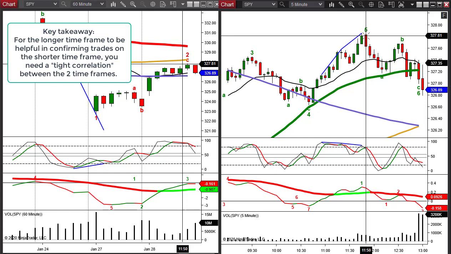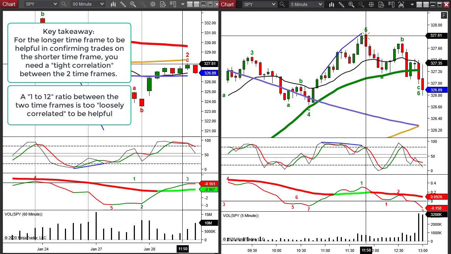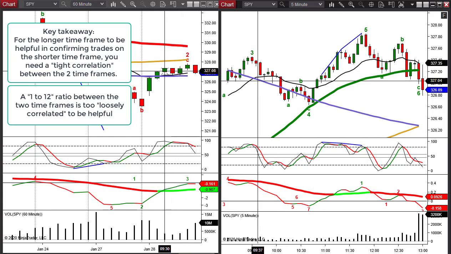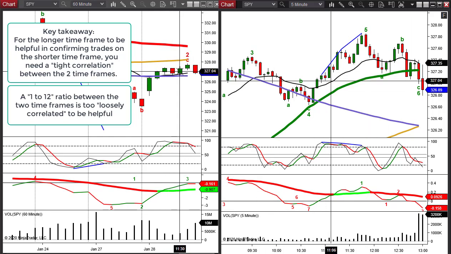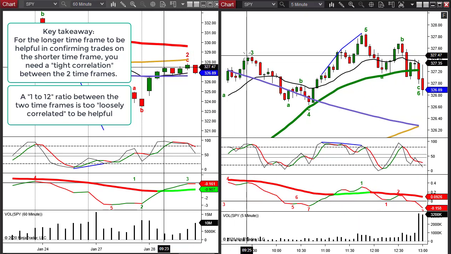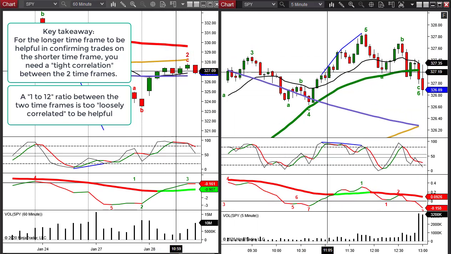It's not tightly correlated, that 60-minute time frame. That's a 1 to 12 ratio between the 5-minute chart and the 60-minute chart. And so it's just random. Even the price bars, by the way, if you look at the price bars over here on the 60-minute chart, look, 1, 2, 3, they're all just kind of going sideways, right? Not much, but look at all the action that happens here on these swings on the 5-minute chart.